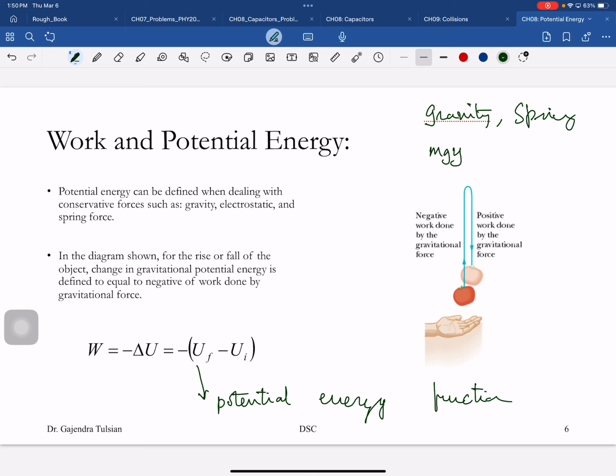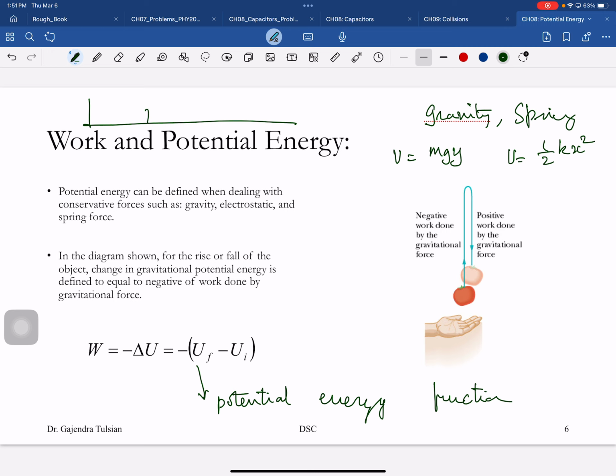Y is the vertical distance measured from a reference point, and upward is positive. And the spring potential energy is 1/2 kx squared. What is k? Spring constant. What is x? That's how much you stretch or compress the spring. So those are the potential energy functions. All right. Why is that so good?